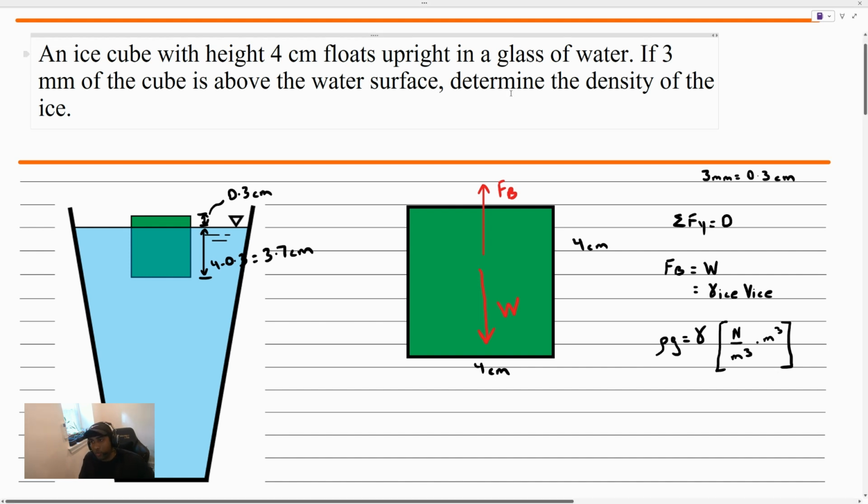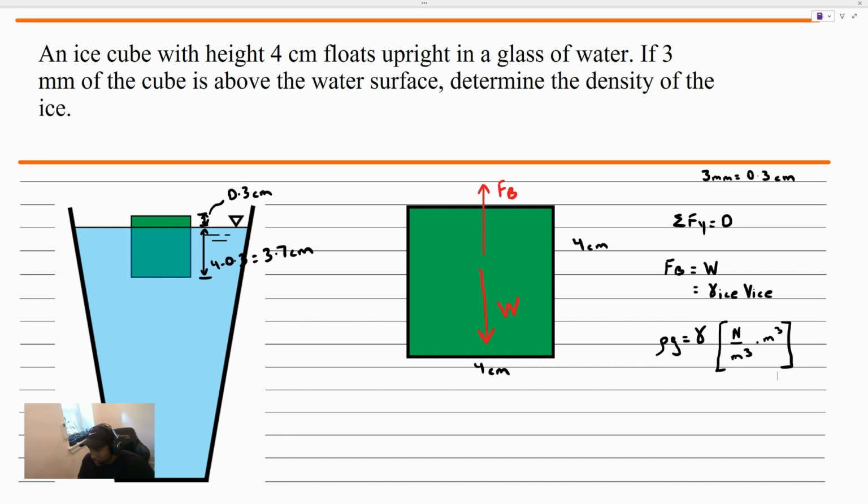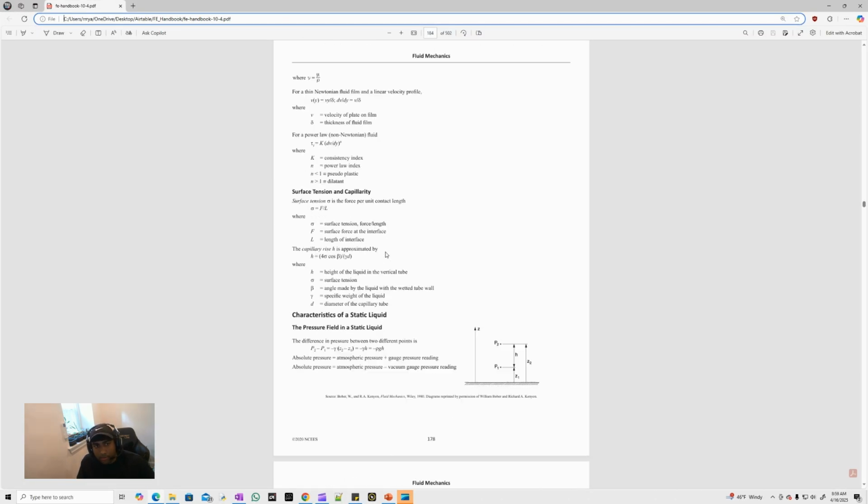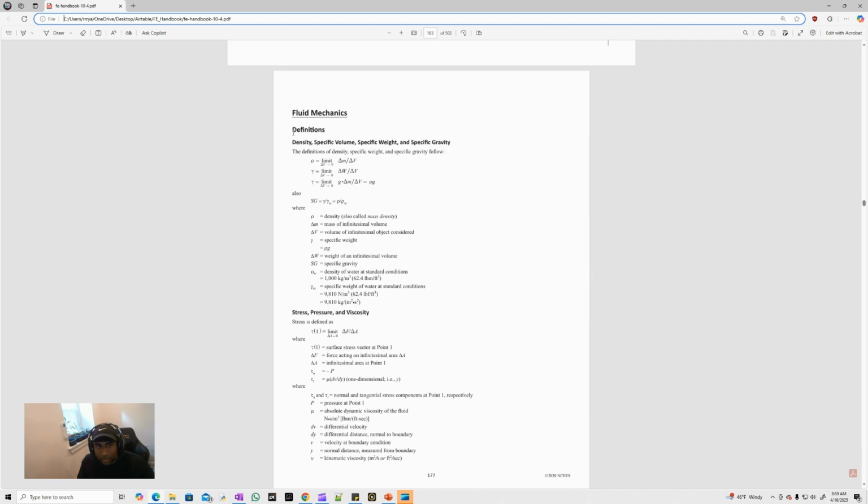Just to kind of review what that gamma is so that it's not confusing. What we could do is go into the fluid mechanics section, go up to the top near definitions. It'll tell you exactly what gamma is. Gamma is just called the specific weight, and its units are newtons per cubic meter. It represents a weight per unit volume. So if you multiply by the volume, you'll get the weight of the object. Okay, so we understand what gamma is.